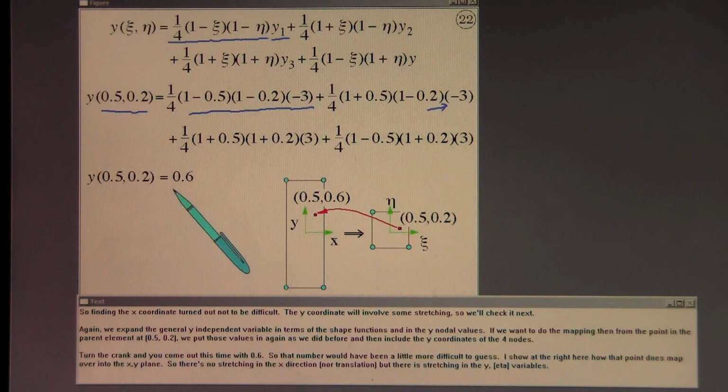Turn the crank and you come out this time with 0.6. So that number would have been a little more difficult to guess. I show at the right here how that point does map over into the xy plane. So there's no stretching in the x direction nor translation, but there is stretching in the y, c variables.